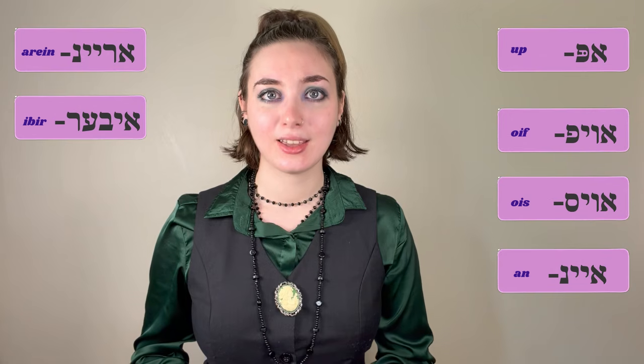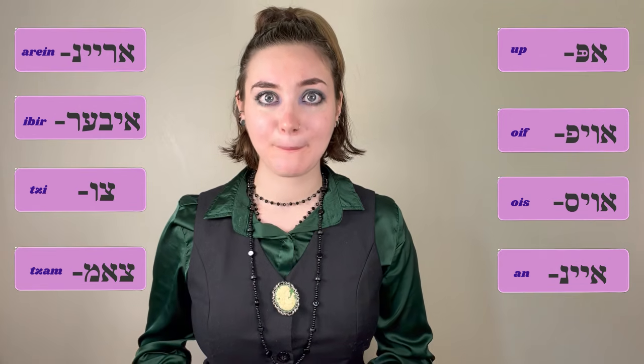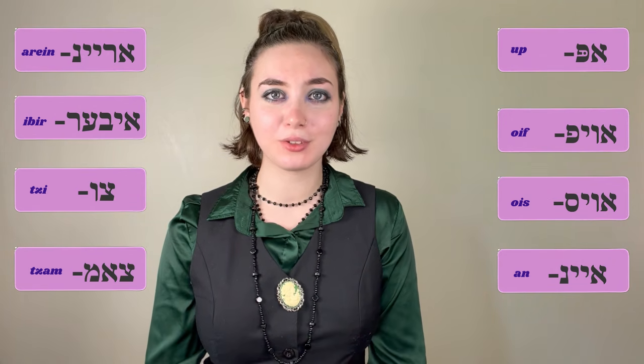We've got 8 main prefixes which are used the most in Yiddish, and these are up, of, os, an, aran, ibir, tzi, and sam. You add them to verbs to change the meaning. Sometimes this changes the verb entirely, while other times it adds a subtle denotational change. Let's begin by explaining the concept of what each prefix adds to the verb it's attached to.